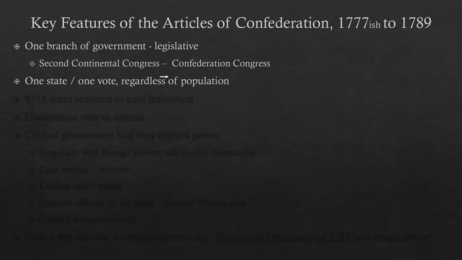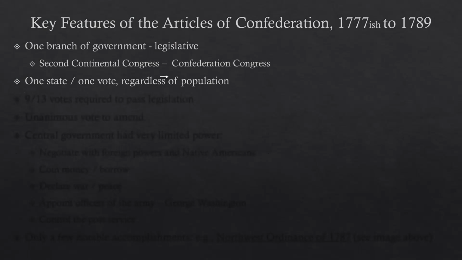I'm sorry about that strange little arrow there. I'm not sure why that happened. The point I'm trying to make is each state is operating as one unit. This isn't a nation of people yet. This is a confederation, a friendship of states. So we're not worried about the population of any particular state.